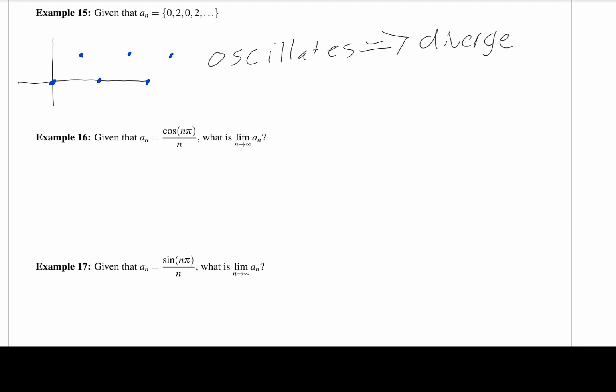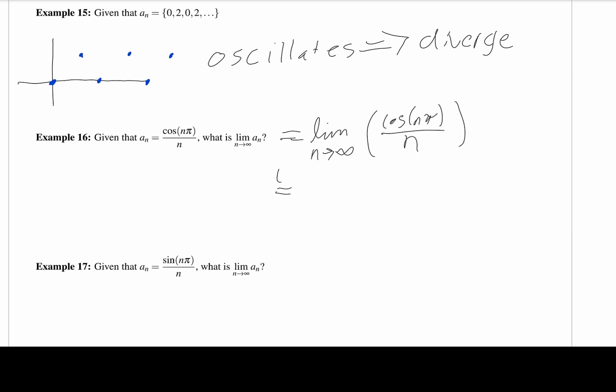Now let's look at example 16. Example 16, there's two different ways to do this. One way is, so this is going to be the limit as n goes to infinity of cosine n pi over n.